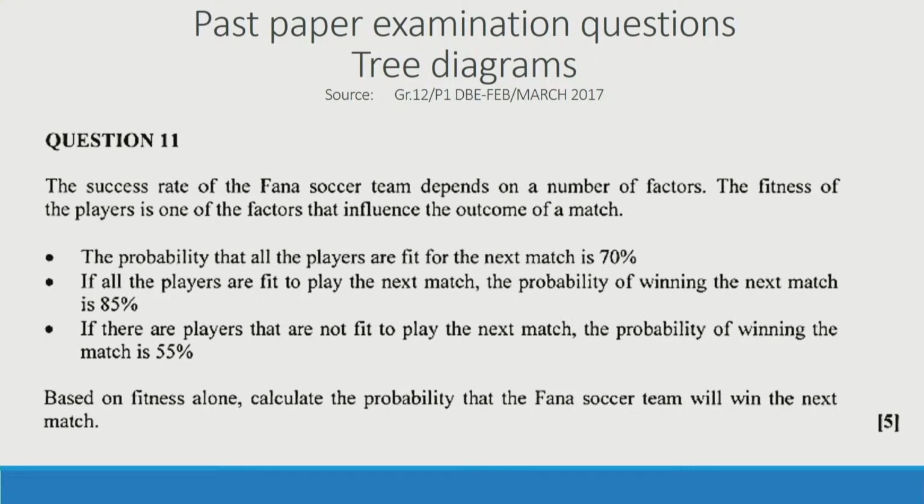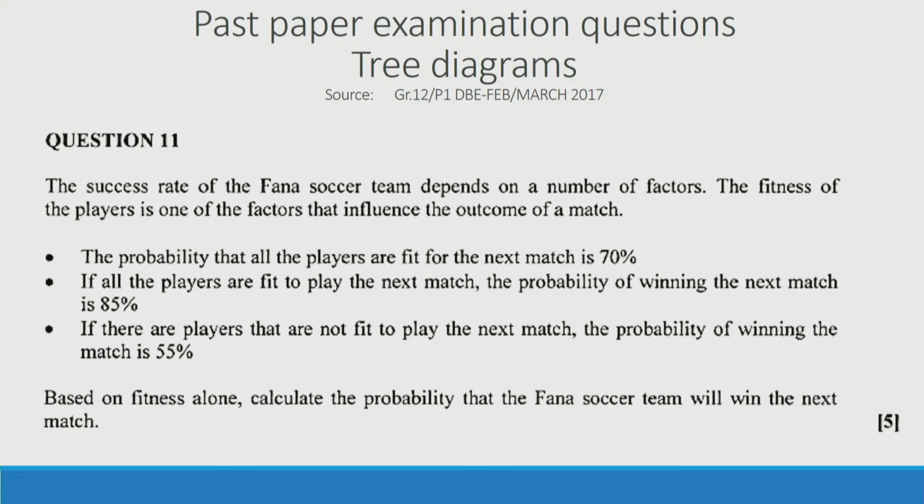Bullet number 2 says if all the players are fit to play the next match, the probability of winning the next match is 85%. Bullet number 3, if there are players that are not fit to play the next match, the probability of winning the match is 55%. Based on fitness alone, calculate the probability that the Fana soccer team will win the next match, for 5 marks. So what they want us to do here is to find the probability that this soccer team will win the next match based on these factors.